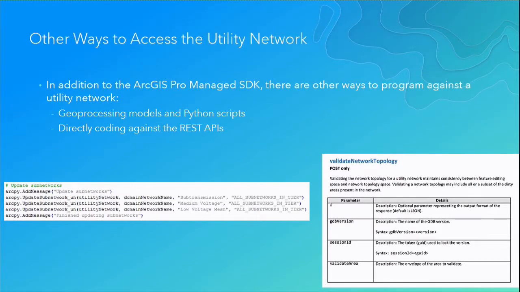I'd be remiss if I didn't mention that there's other ways to access the utility network through code. First of all, you can use geoprocessing models and Python scripts. There may be times when you can solve the problem faster and easier without needing to bring up Visual Studio. And finally, you can directly code against the REST APIs.